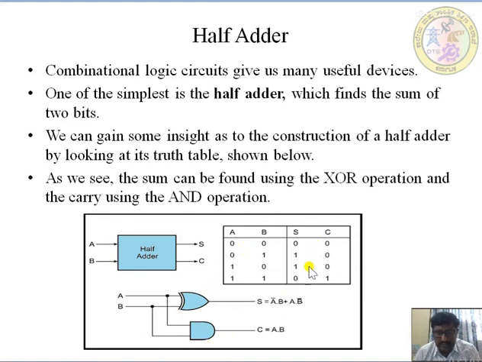Now see how we get the expression. For sum, check the column: 0 1 1 0. We write the expression wherever we have a 1 in the output, as we have gone through in the previous session. For the first 1, A is 0 and B is 1. If A is 0, we write it as A bar, and B is 1, so A bar B, plus for this one it is A B bar.